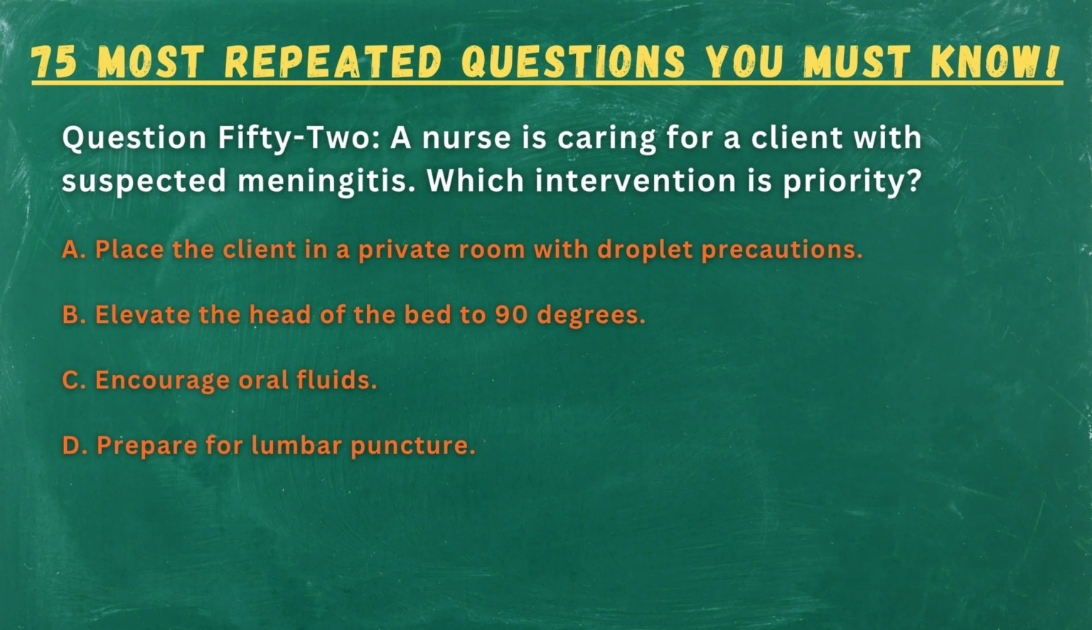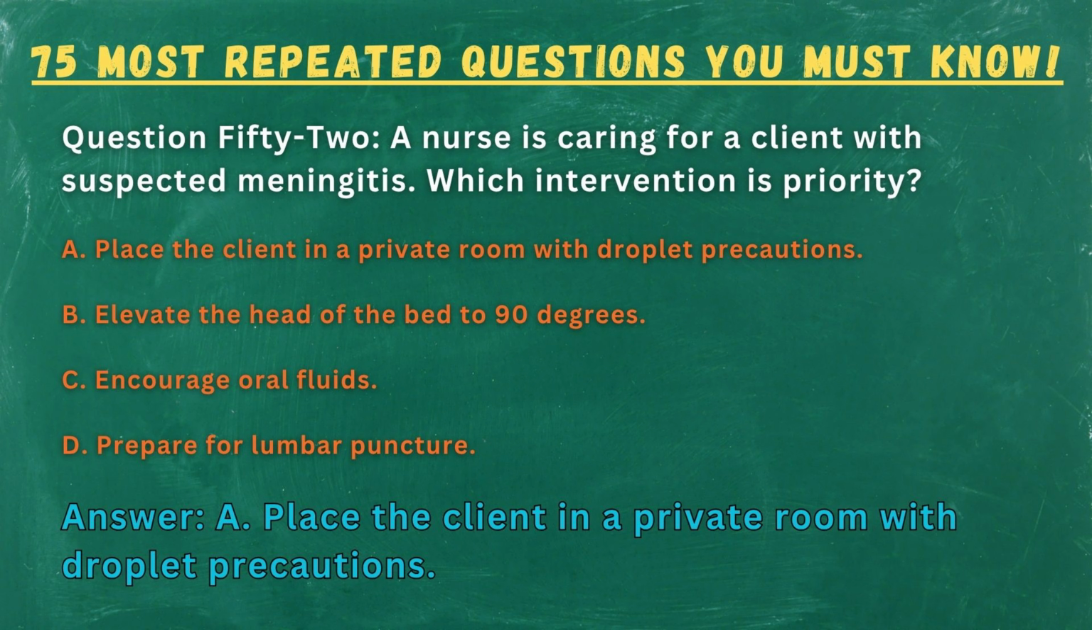Question 52. A nurse is caring for a client with suspected meningitis. Which intervention is priority? A. Place the client in a private room with droplet precautions. B. Elevate the head of the bed to 90 degrees. C. Encourage oral fluids. D. Prepare for lumbar puncture. Answer, A. Place the client in a private room with droplet precautions.